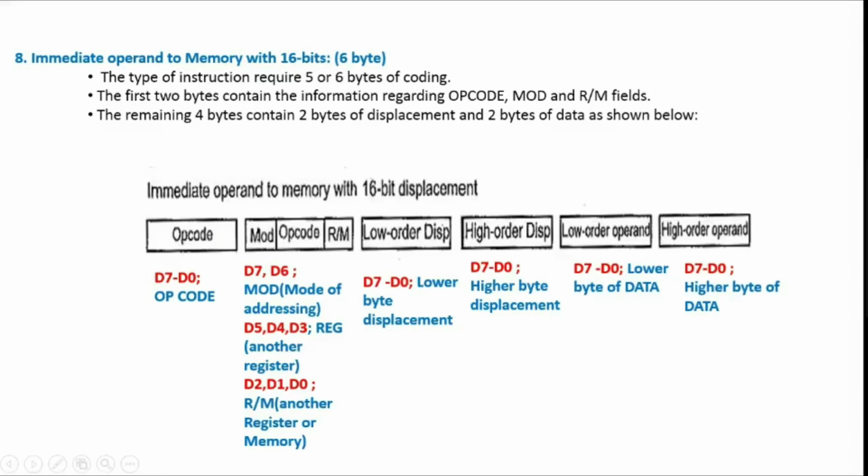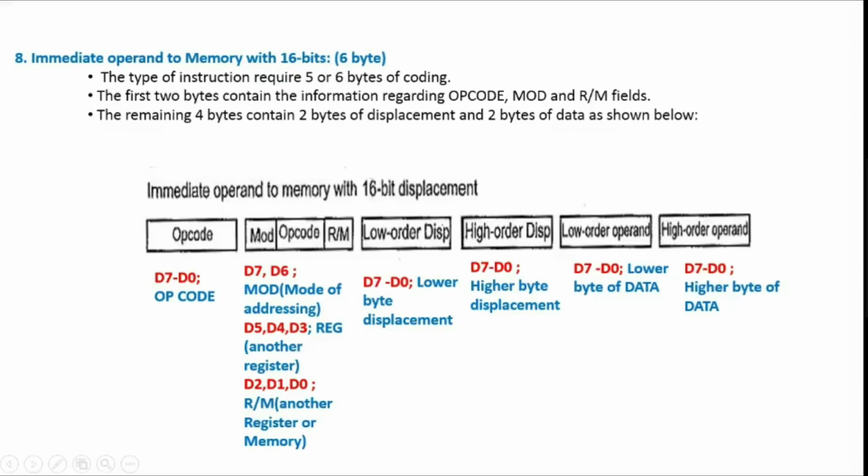The first byte will remain the same with an opcode. It can have a D or W as well, specifying the direction as well as the width of the data. And the third, fourth, fifth and sixth bytes will have a displacement as well as the operand. The third byte will have the lower byte displacement, the fourth byte will have the higher byte displacement, the fifth will have the lower byte of data, and the sixth will have the higher byte of data. Totally it is a 6-byte instruction.